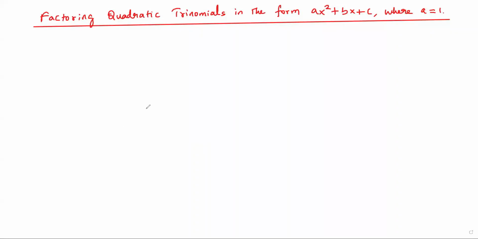In this video, we are going to see how to factor quadratic trinomials in the form ax² + bx + c, where a is equal to 1. That is, the coefficient of x² is 1. Okay, let's look at an example. Consider the quadratic trinomial x² + 5x + 6.